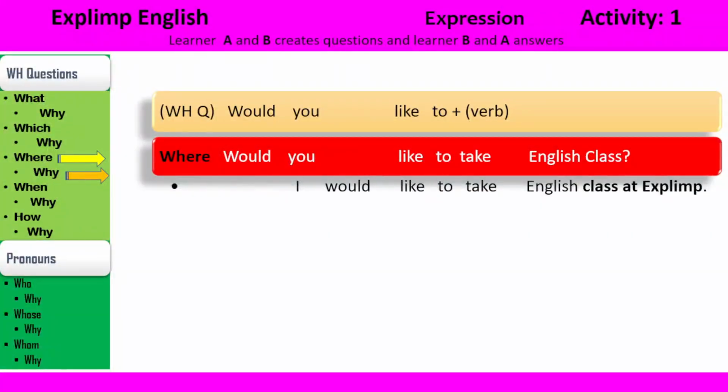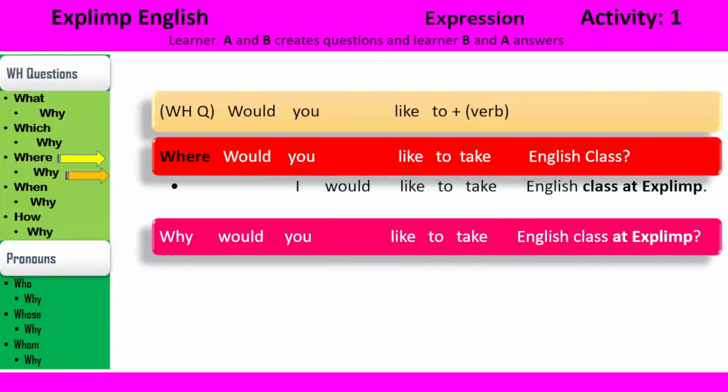Well, I would like to take English class at Explimp, and maybe there are some other names near the place you are living, and you could also mention the name of that academy, whatever academy you want, and you could answer, I would like to take English class at such and such, right? Okay, the next one is, why would you like to take English class at Explimp? Like what is the reason? Why would you like to go there?